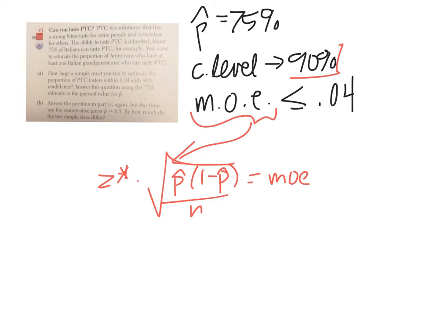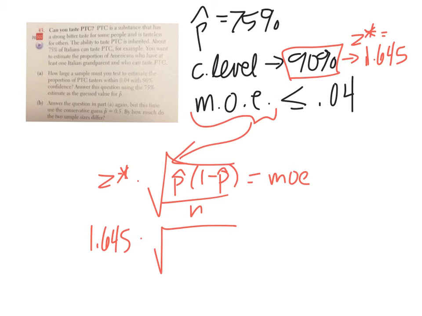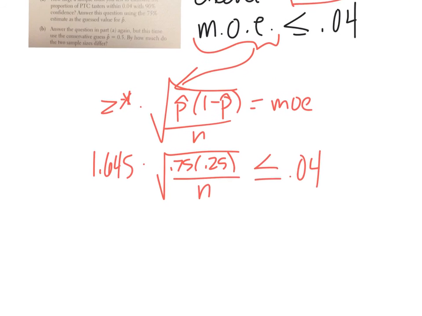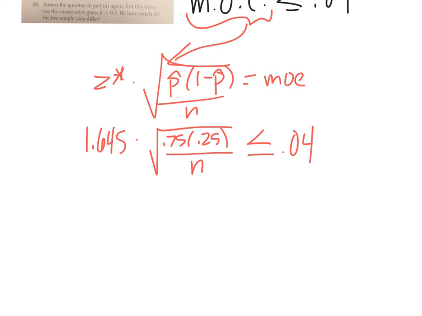If my confidence level is 90%, my Z star, I could either look this up on the table, you could look it up in your notes, you could look it up on the calculator or Statlet, but we actually found it earlier and it was 1.645. So my Z star is 1.645. My P hat is 75%. I don't know what n is. And I want my margin of error to be less than or equal to 4%. So that's what I'm working with here. I just need to do some algebra with this.